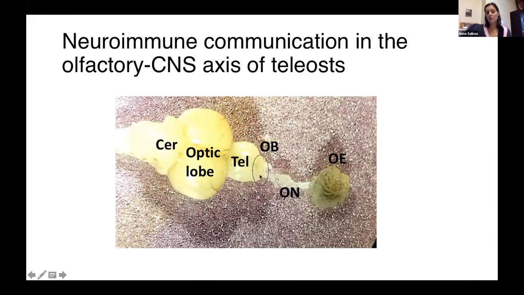Here you can see one that we dissected out, connected to the entire brain: the olfactory bulb, the telencephalon, the optic bulb, and the cerebellum. And this allows us to dissect and look at very quick immune responses that happen from this peripheral olfactory system into the CNS, without any connection with any other respiratory surface or any other organ. Of course, there's connection to the circulatory system.